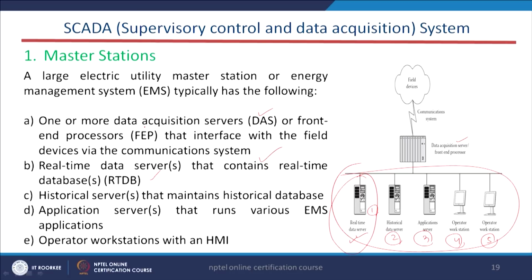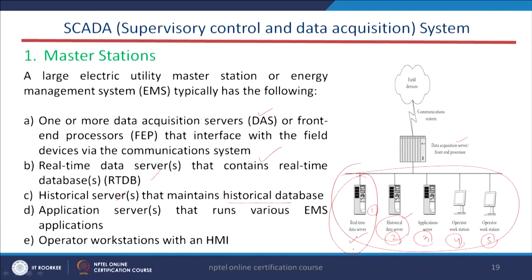The next one is the historical server. The historical server maintains the historical database. So, before one day, before one week, or before one month or one year, what were the profiles of the voltage and current data? What are the statistics of the voltage and current at that particular unit, at that particular bus or device? Those data are managed using this historical data server. The next one is the application server. The application server runs various EMS applications.